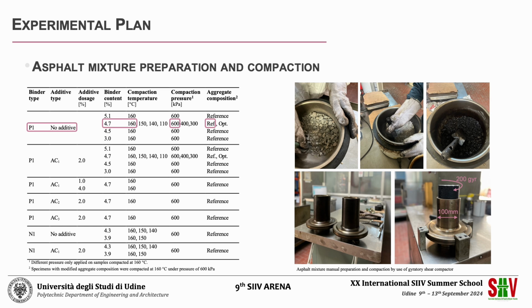For example, we considered two different binders, neat and polymer modified. We considered different binder contents, different aggregate skeletons, different compaction temperatures, different compaction pressures, and also in some cases we considered the use of compaction agents to make different asphalt mixtures. All the mixtures were produced by a manual method, and we used 200 gyrations for the compaction, and all of them were made in the mold with the size of 100 millimeters.